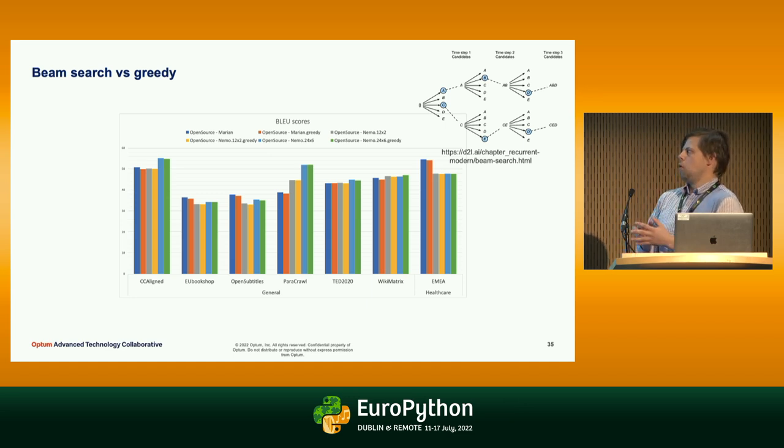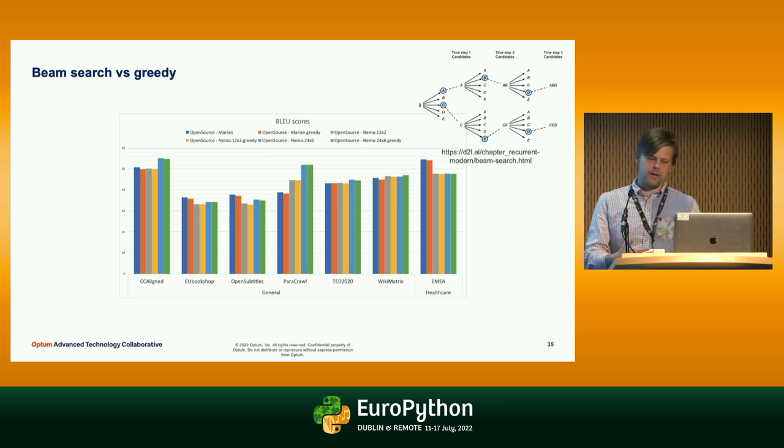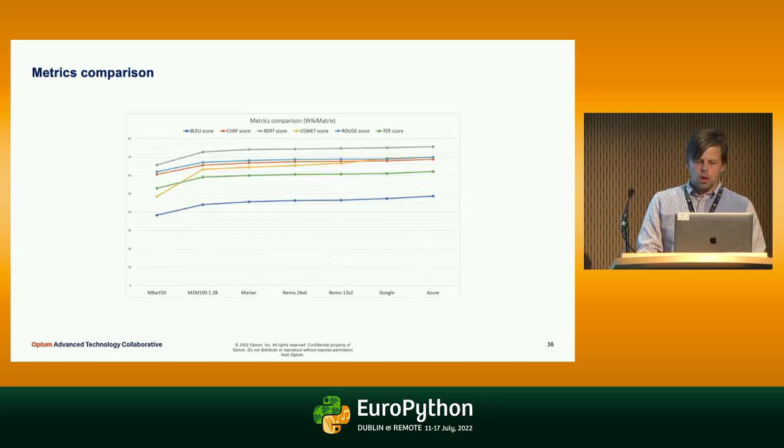So the models are almost the same. If you compare them, here each pair is the model with either greedy or beam search. Again, that was an important conclusion for us, because greedy search is obviously faster, usually 2 times faster. So again, easy to use.